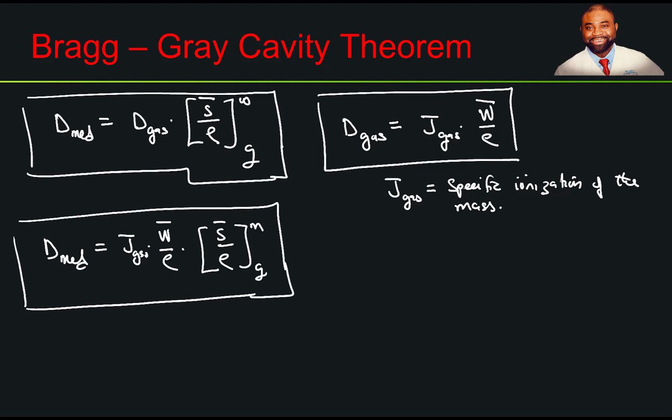This gives us a summary of the Bragg-Gray cavity theorem. In other words, in accordance with the Bragg-Gray cavity theorem, the ionization produced in a gas-filled cavity placed in a medium is related to the energy absorbed in the surrounding medium. And this is really a very beautiful theorem. But there is one problem with this particular theorem.